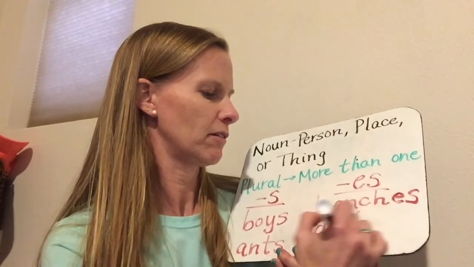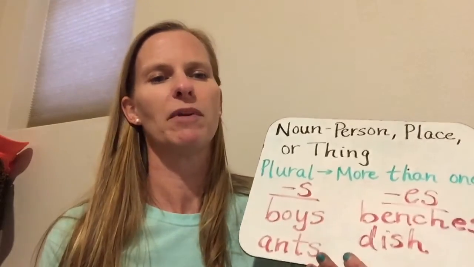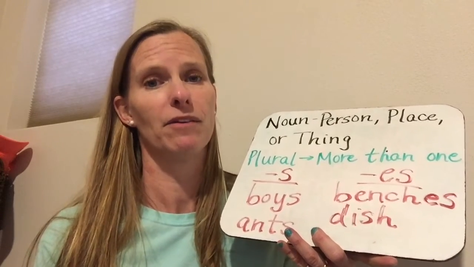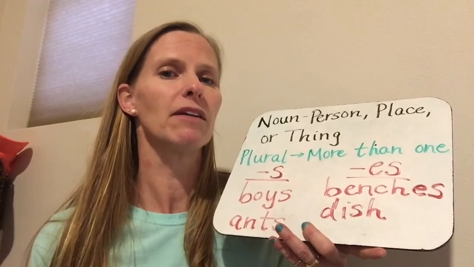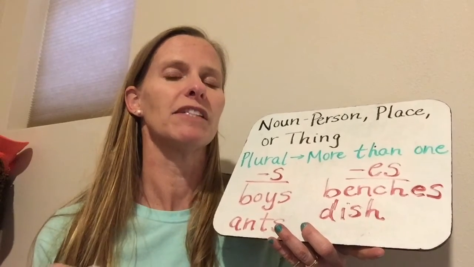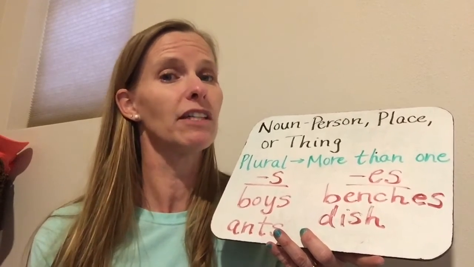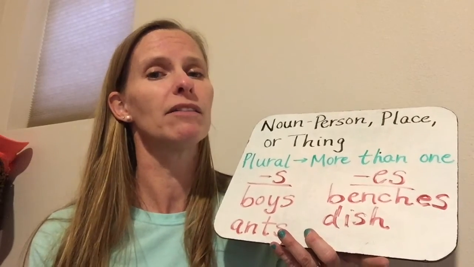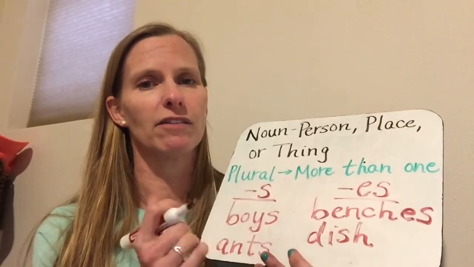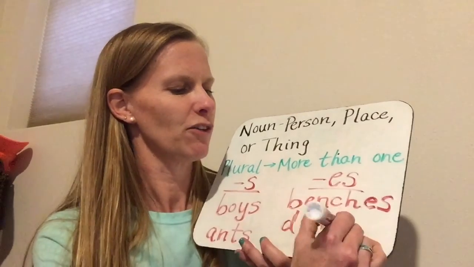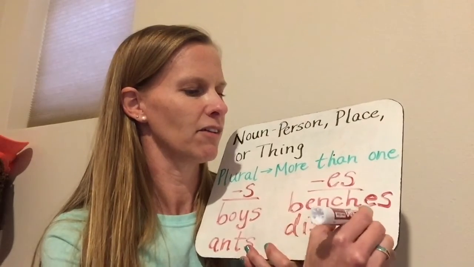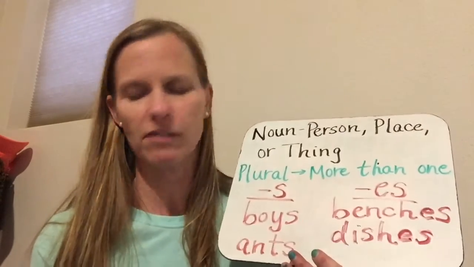Dish. Okay, how many syllables does dish have? One, right? If you make it into more than one, if you make the word dish plural, for example, your mom asks you to please wash the dishes, how many syllables does dishes have? Dishes, two syllables, right? So then we need to add an ES to the word dish to make it dishes.